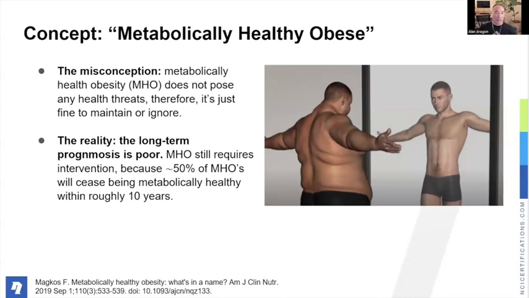So it's not necessarily about a snapshot in time in the present. It's about the long-term trajectory. So even though there is a phenotype, if you will, of the metabolically healthy obese individual, there is still a poor long-term outlook, and intervention is still a smart thing to engage.